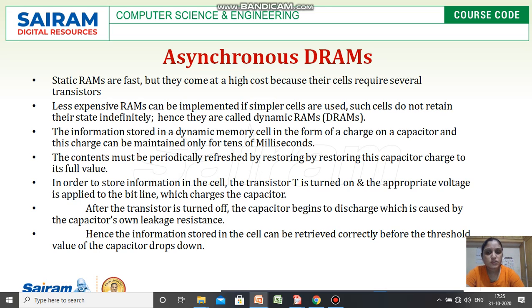In order to store information in the cell, the transistor T is turned on and the appropriate voltage is applied to the bit line, which charges the capacitor. After the transistor is turned off, the capacitor begins to discharge, caused by the capacitor's own leakage resistance. Hence the information stored in the cell can be retrieved correctly only before the charge drops below the threshold value.